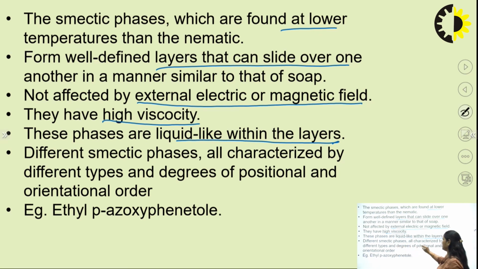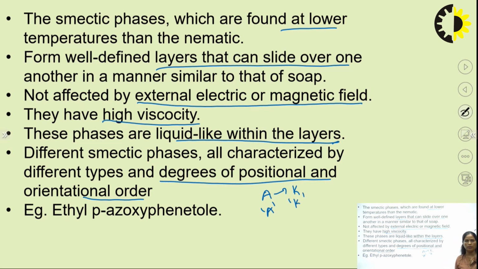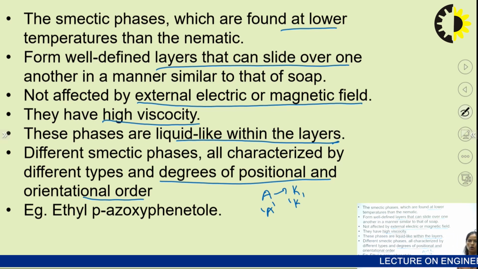Different smectic phases are all characterized by different types and degrees of positional and orientational order. It means a variety of smectic liquid crystals have been formed, as I just said, A to K. So A has some degree of orientational order, some degree of positional order, and K has some other degree of positional order. The example of smectic liquid crystal is ethyl para hydroxyphenol.